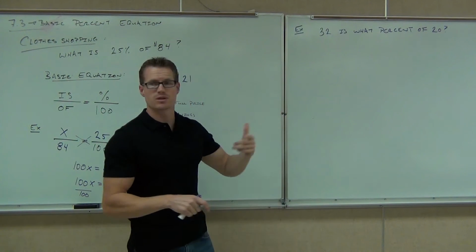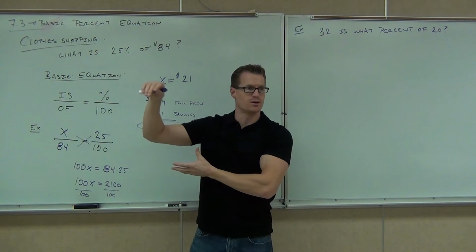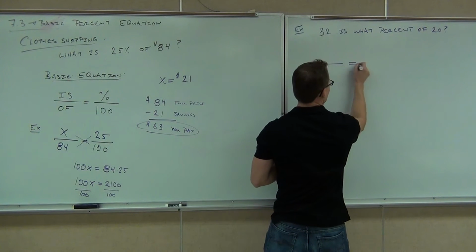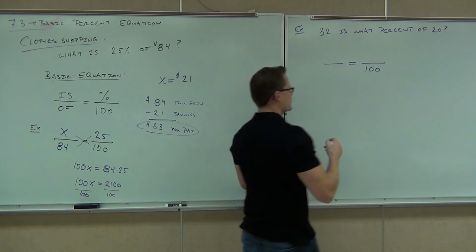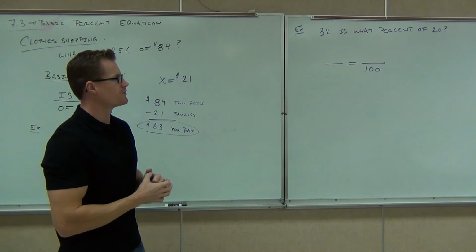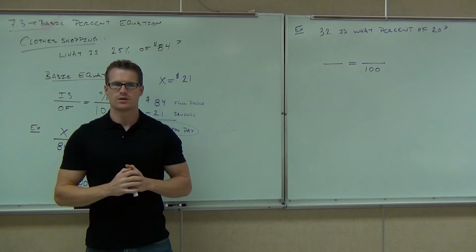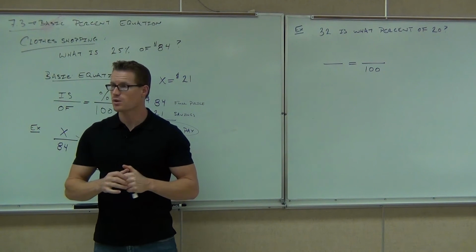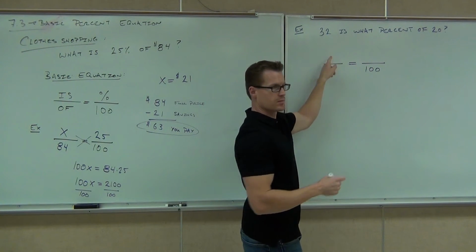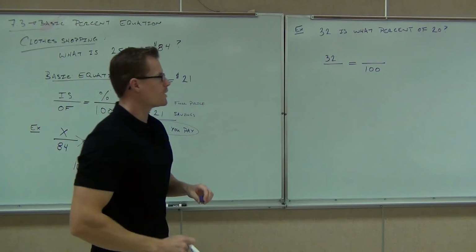Now, can you identify some of the key words that we had over here? Do you see an is, an of, a percent, a 100? Well, you don't see the 100, but that's going to be there no matter what. Let's see if we can figure out what this equation is. Let's start with the is. It says 32 is what percent of 20? What's our is in this case? 32. It says 32 is, right? So our 32, where does that go? Top. 32 is, that's right.